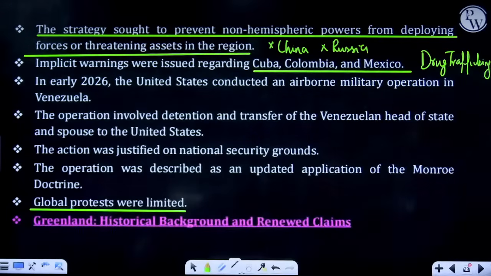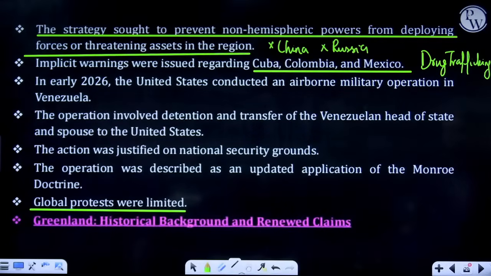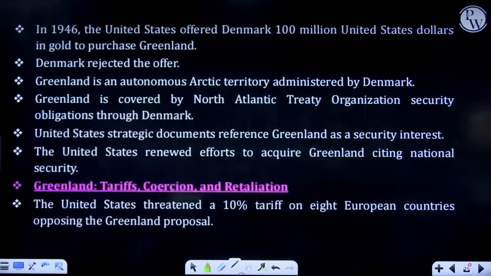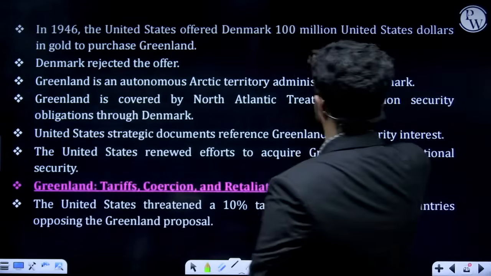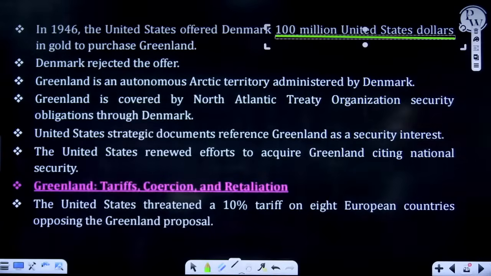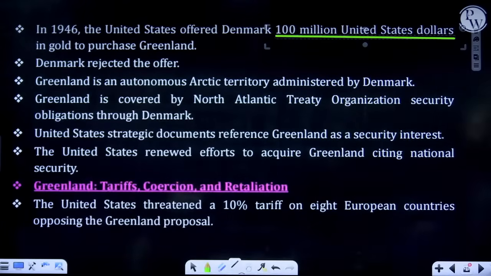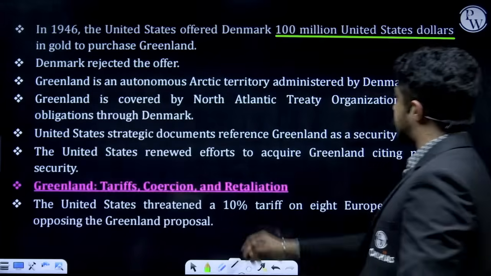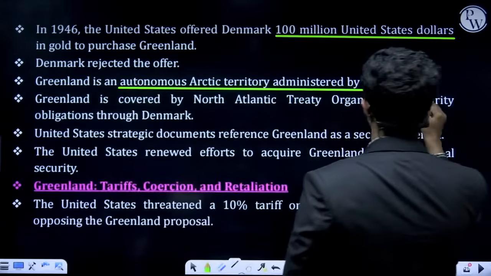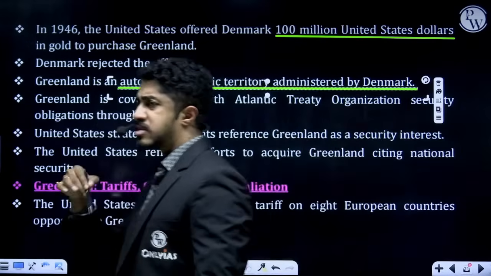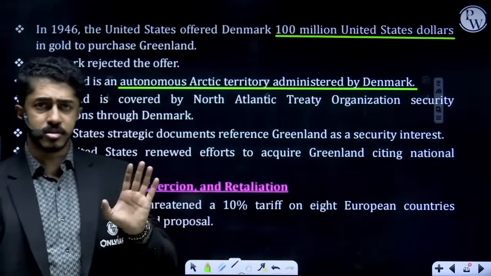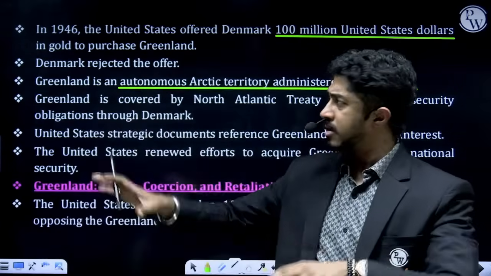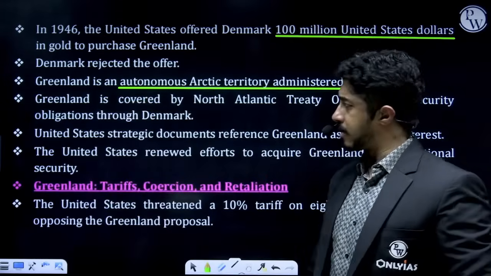Moving on, Greenland, historical background and renewed claims. In 1946, the US offered Denmark 100 million US dollars in gold to purchase Greenland. Denmark rejected the offer. Greenland is an autonomous Arctic territory administered by Denmark. Autonomous means they largely follow their own customs and traditions. But when it comes to security, providing them with a structure, etc., Denmark gives them the help.